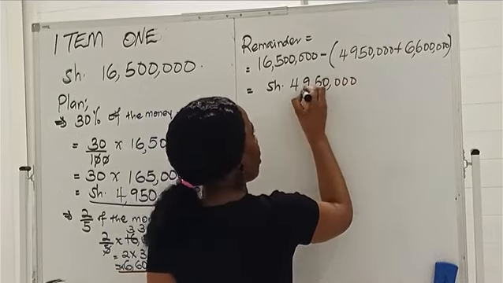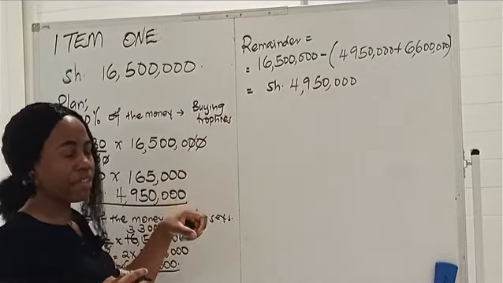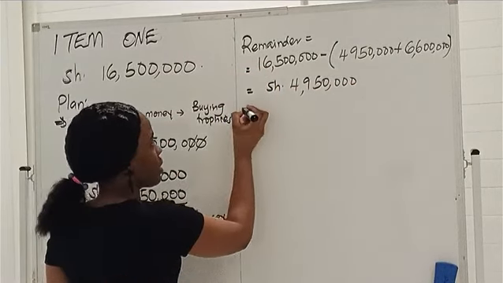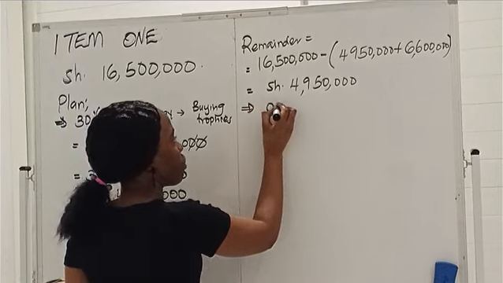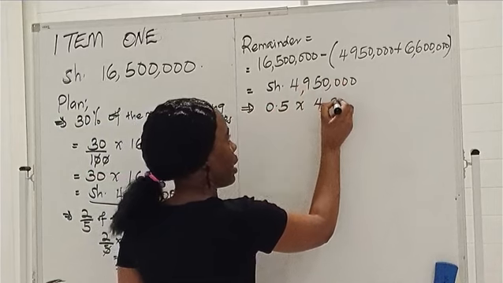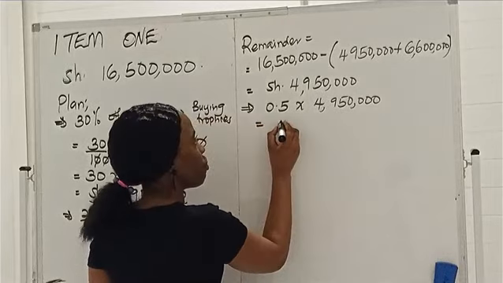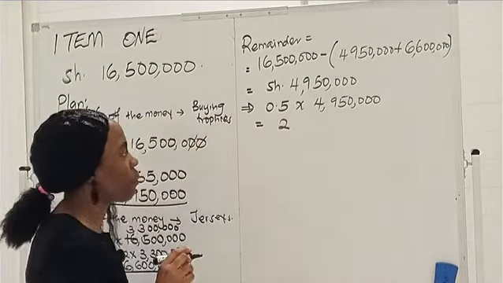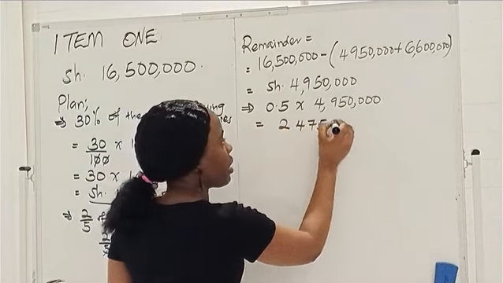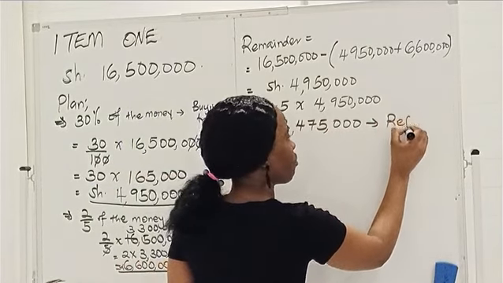4,950,000. Now after getting this, we need to get the 0.5 of this remainder, which will go to buying the refreshments. So I have 0.5 times this money, 4,950,000, and this is going to be 2,475,000. So this money will go to buying the refreshments.